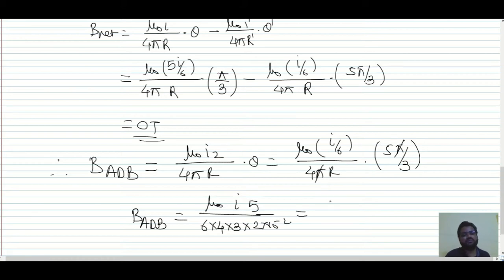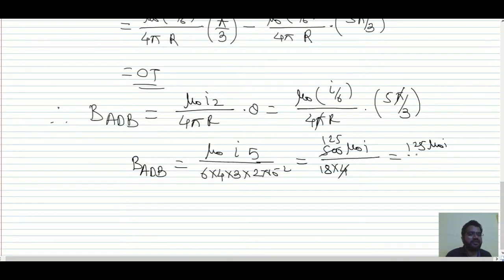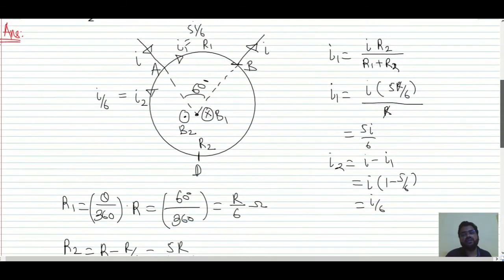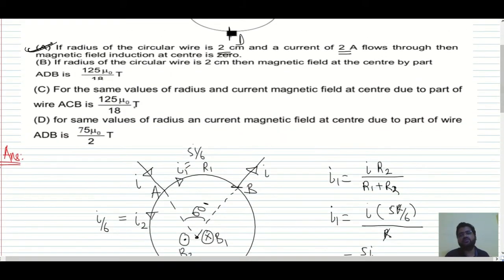So which is equal to 500 mu naught I divided by, this is 18 into 4. So what is 4 1s are 4, 2s are 4, 5s are. So it will be 125 mu naught I divided by 18, indicating the magnetic field due to ADB is 125 mu naught I divided by 18. So B is also correct, and we know that ADB and ACB both are the same, so it must be the same, and D is not possible.